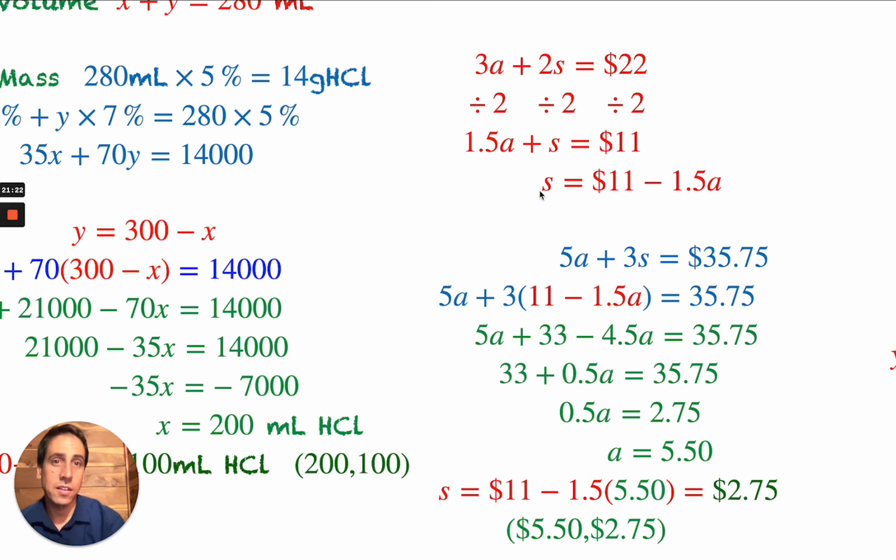So then I can take this version of the S equation and say S is going to equal 11 minus 1.5 times what I know A to be. I figured it out. It's up here. And so I'm going to substitute that in as well. And I get $2.75. Boom, there it is.